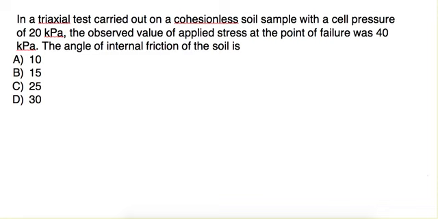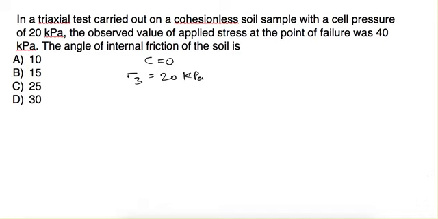Let's see some questions based upon the shear strength of the soil. The first question that I have taken is, in a triaxial test carried out on a cohesionless soil sample, so it's a cohesionless soil sample, it means C is equal to 0. The cell pressure of 20 kilopascal, cell pressure we denote with sigma 3, that is 20 kPa.